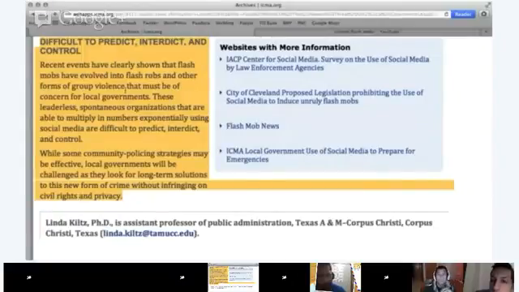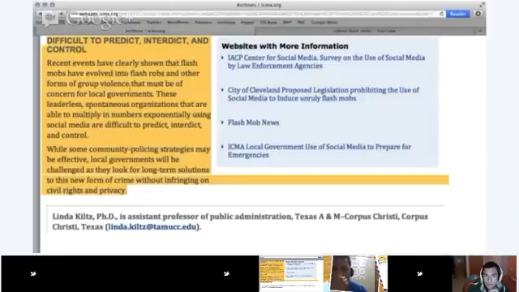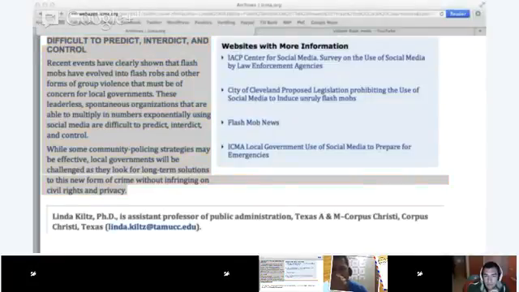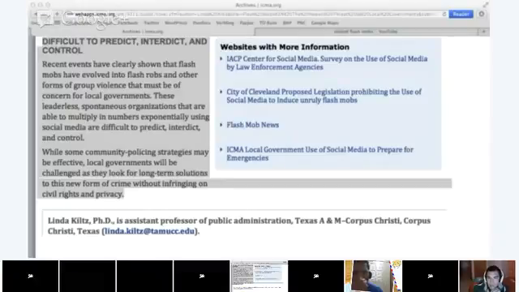Difficult to predict, interdict, and control. Recent events have clearly shown that flash mobs have evolved into flash mobs and other forms of group violence that must be of concern of local governments. These leaderless, spontaneous organizations that are able to multiply in numbers exponentially using social media are difficult to predict, interdict, and control, while some community policing strategies may be effective. Local governments will be challenged as they look for long-term solutions to this new form of crime without infringing on civil rights and privacy.